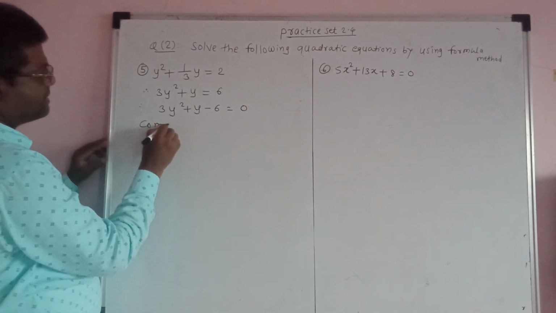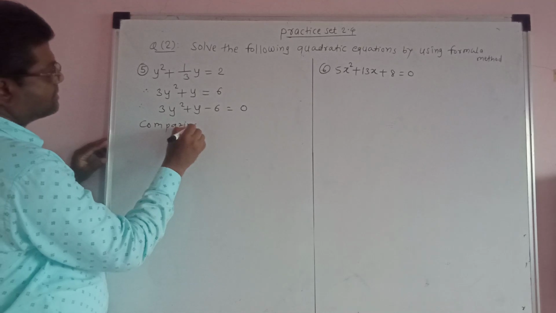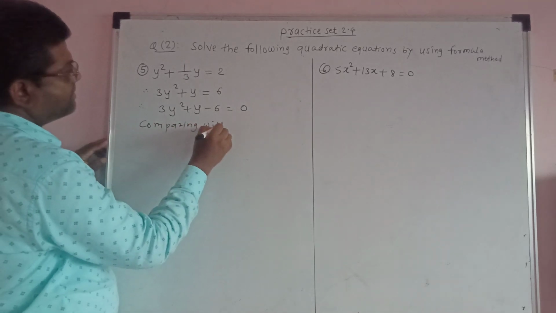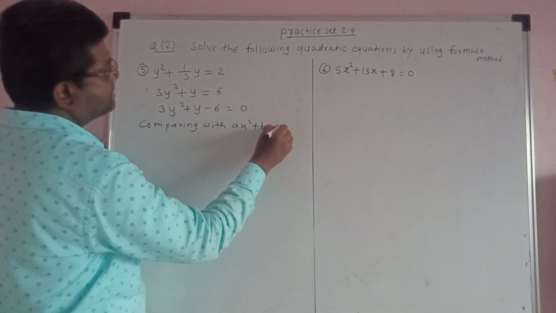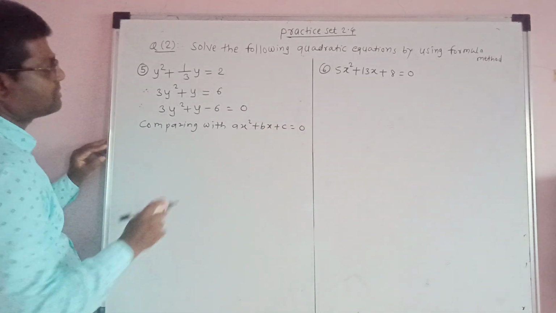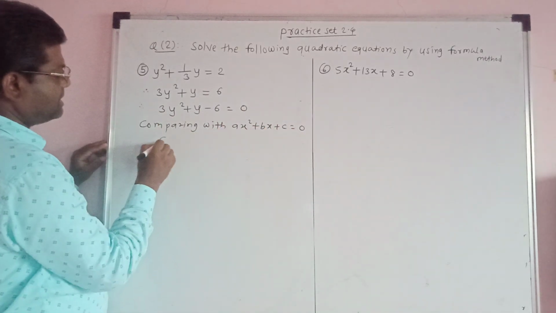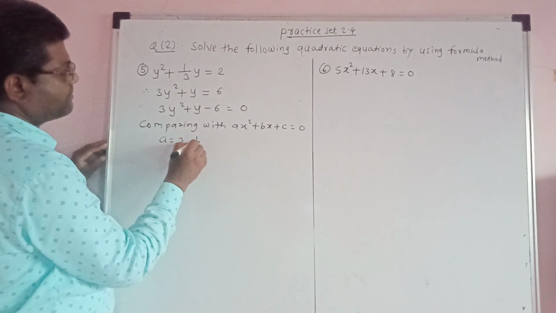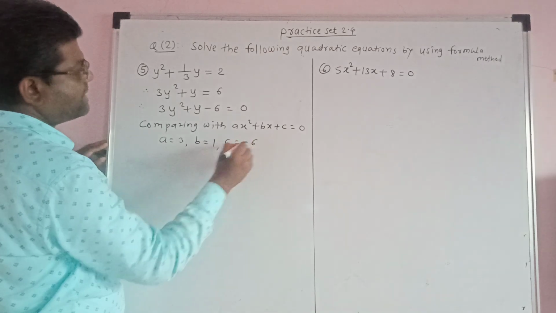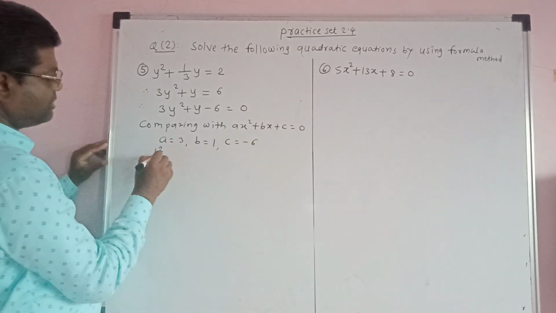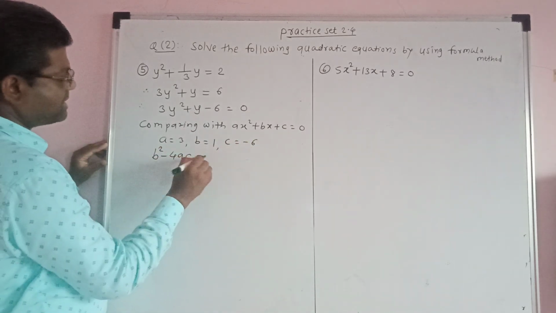Compare this equation with its standard form, ax square plus bx plus c is equal to 0. So we get a is equal to 3, b is equal to 1, and c is equal to minus 6. Find the value of b square minus 4ac.